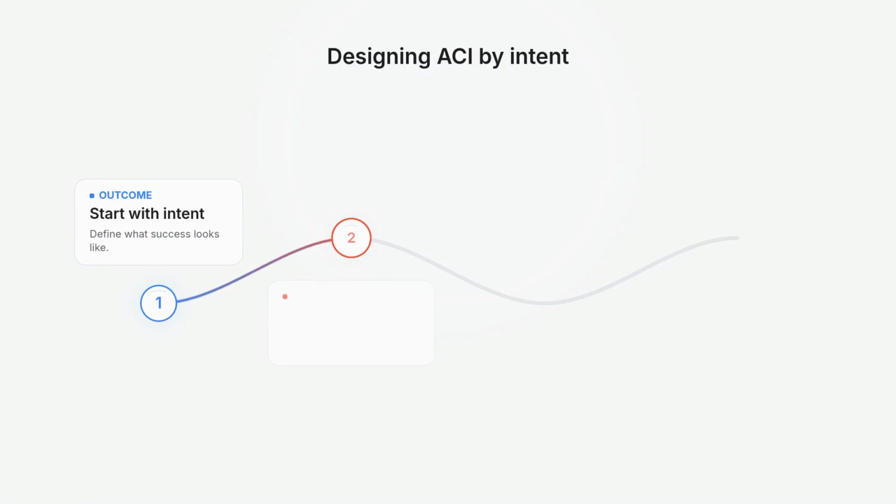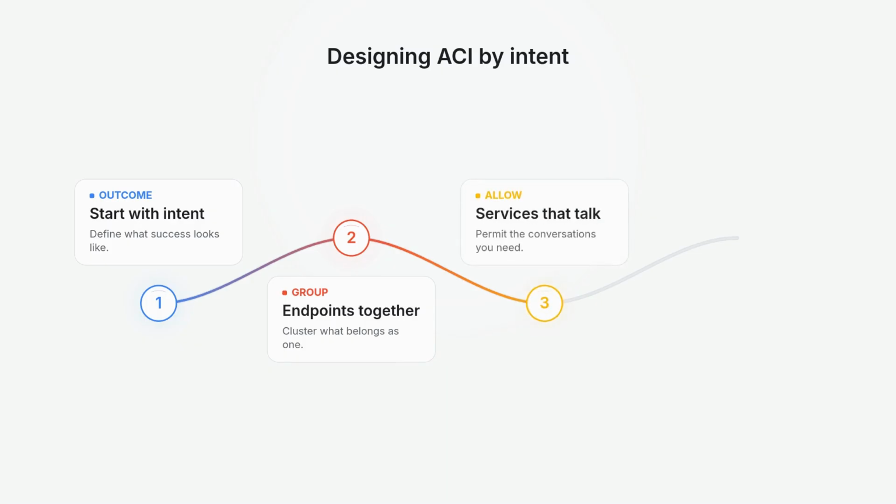So use legacy parallels as training wheels, not as truth. They can help you get started, then they start holding you back. In ACI, the model matters more than the translation. So what's the better way to build intuition? Start with the outcome you want, which endpoints belong together, which services need to talk, which flows should be denied by default. That's the practical frame that makes ACI easier to reason about, because you're starting with policy intent and endpoint relationships, not a list of objects you're trying to memorize.